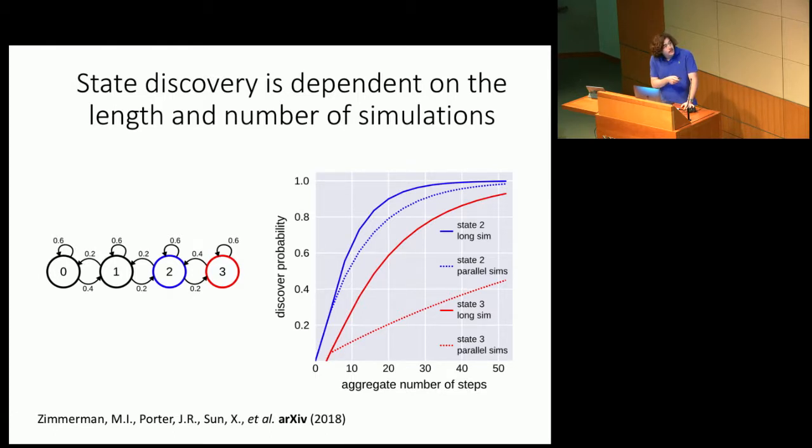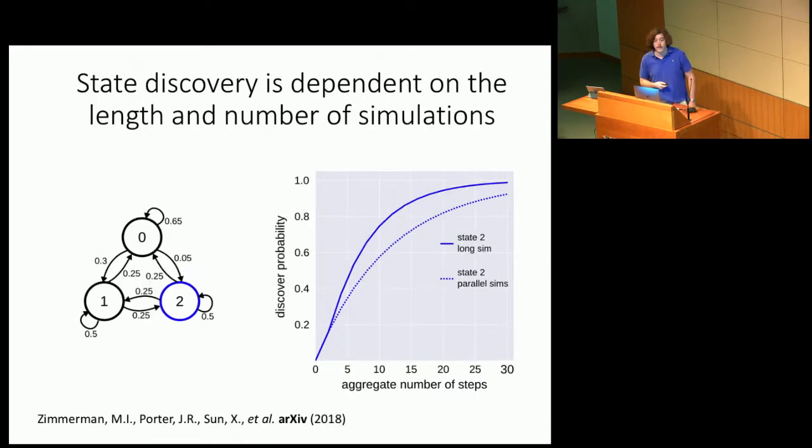So here on the right, I'm plotting the probability of discovering states 2 and 3, starting from state 0 for a single long simulation, that's the solid line, and many parallel simulations, that's the dotted line. And as you can see, the probability of discovering states 2 and 3 for many parallel simulations can be significantly lower than a single long simulation. Now, that's because the probability that a long simulation can make successive hops is higher than any one of the parallel simulations making all these successive hops. Now, this isn't just based on how I've constructed this landscape. In fact, we can see the same property with a fully connected landscape.